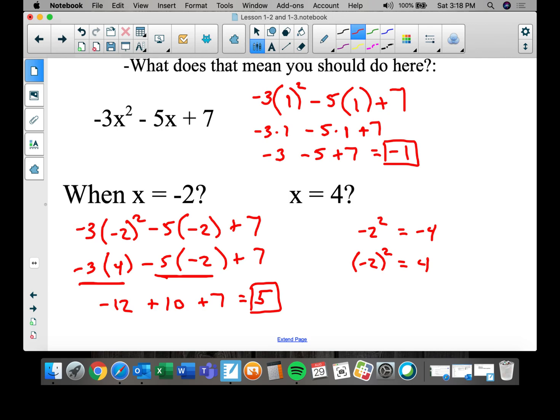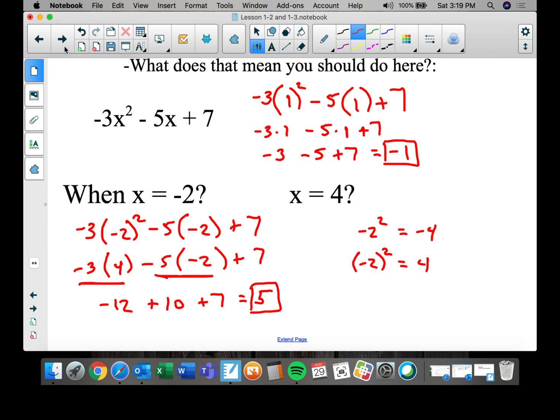Okay, so we evaluated that same expression, negative 3x squared minus 5x plus 7, when x equaled negative 2. Again, it's kind of like we plugged in negative 2 and got out positive 5. It's like an ordered pair, your input and your output, x's and y's.